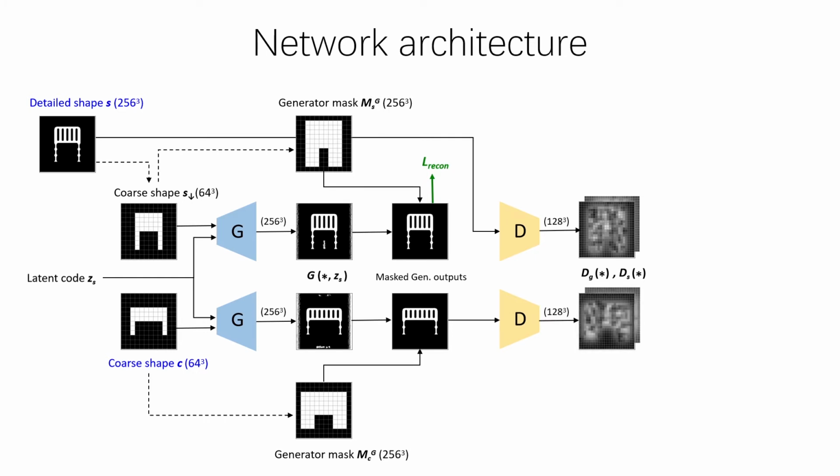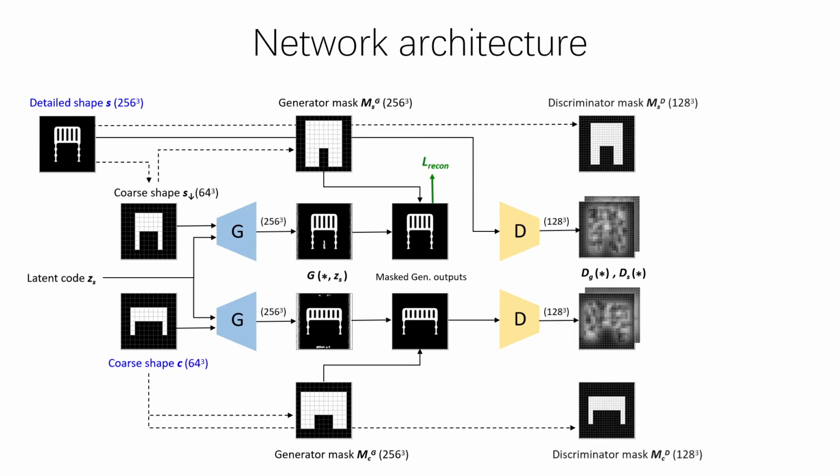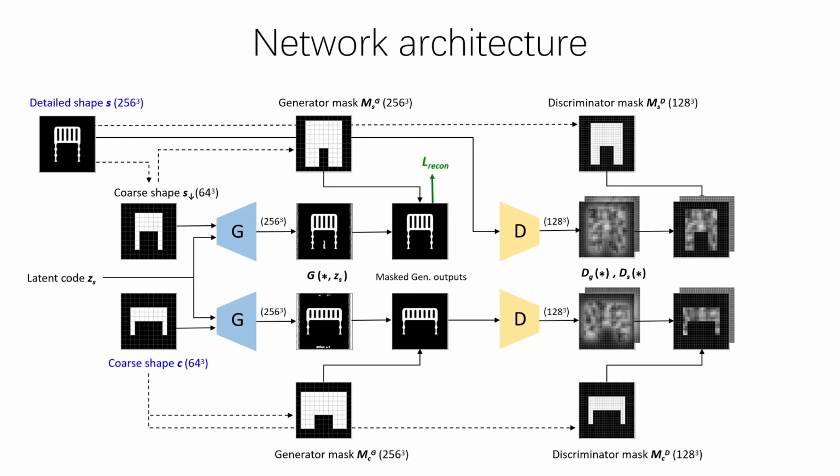The global discriminator, DG, ensures that all local patches in the generated shapes are similar to those in the training detailed shapes. The style-specific discriminator, DS, encourages the local patches in the generated shape to be similar to the specific detailed shape S, so that the output shape has a similar local style with S. Similar to the generator masks, we also apply discriminator masks to focus the capacity of the discriminator on the occupied regions. Eventually, we compute the losses to train the discriminator and the generator.